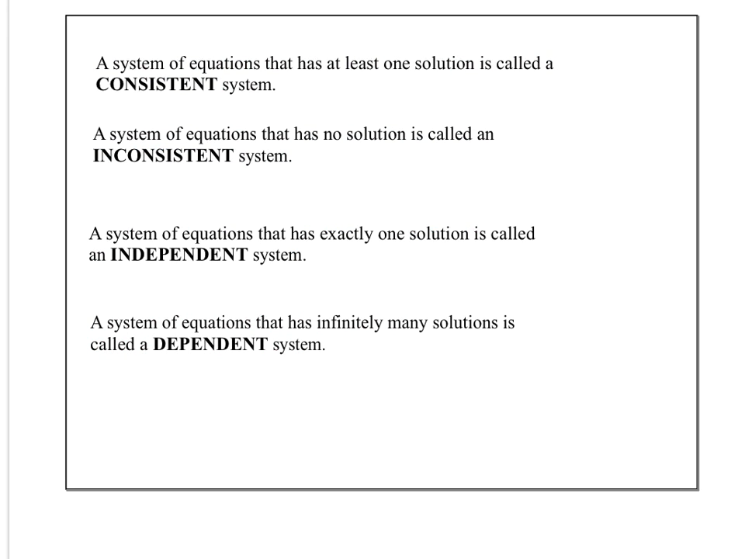So here's some vocabulary. A system of equations that has at least one solution is called a consistent system. On the other hand, if it has no solution, it's called an inconsistent system. A system of equations that has exactly one solution is called an independent system. And one that has infinitely many solutions is called dependent.